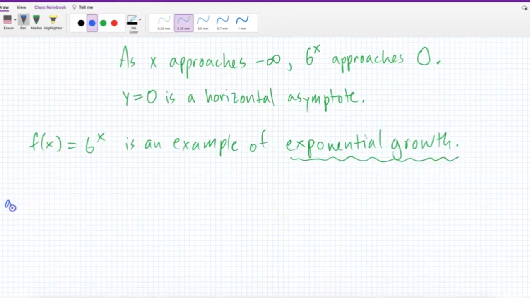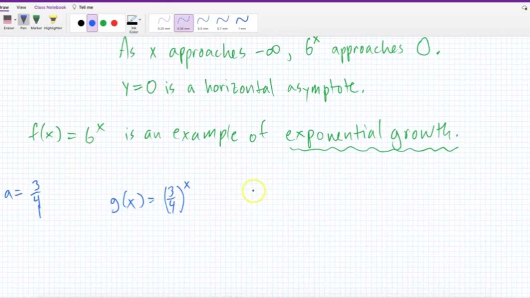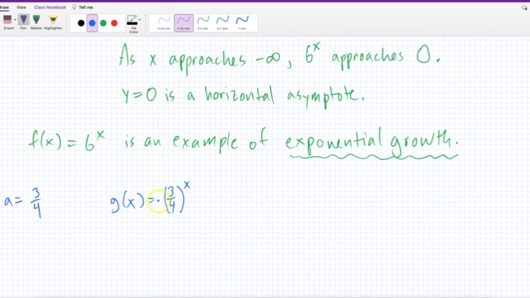Okay, so a equals 3/4. So this time, just so that we differentiate it from what we did before, I'm going to use g. So g of x equals 3/4, and we want this whole thing raised to the x power, so I'm going to put that in parentheses. Okay, so interesting. I don't know why it's freezing on my screen like this. Hopefully it doesn't do that some more. But anyway, let's fill out a table of values.